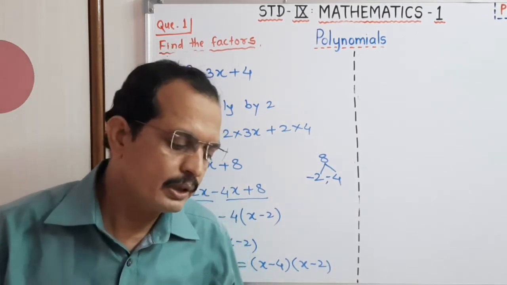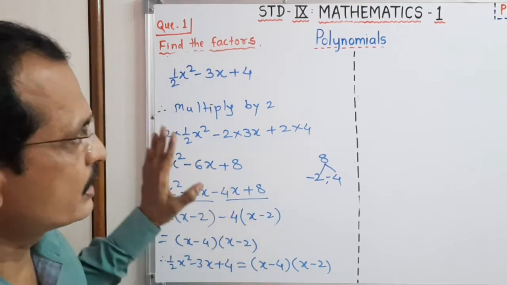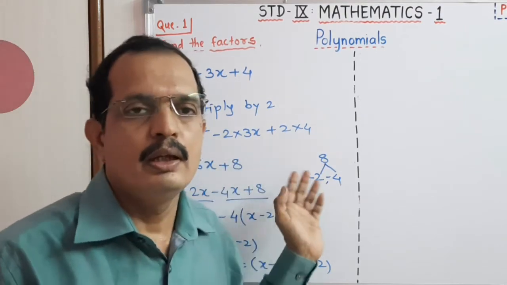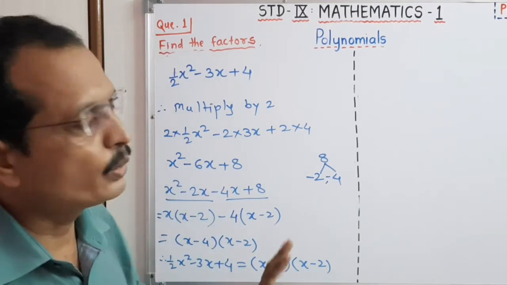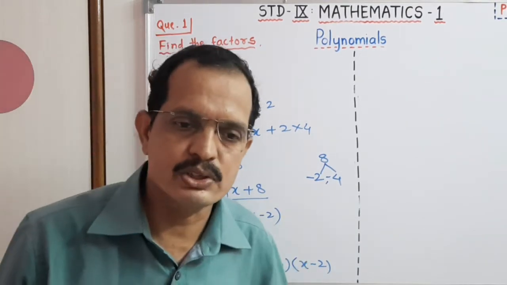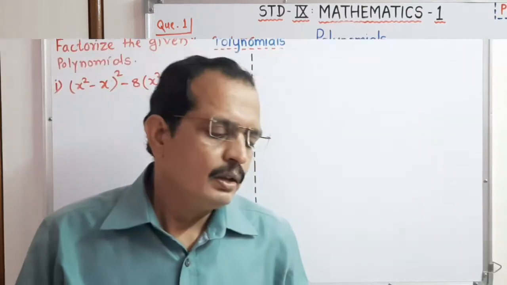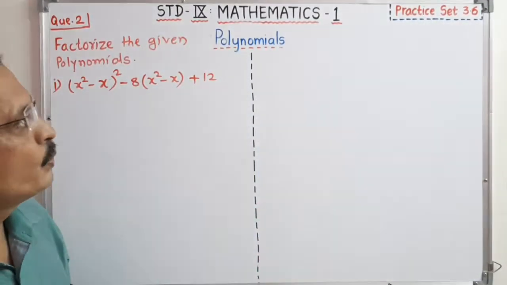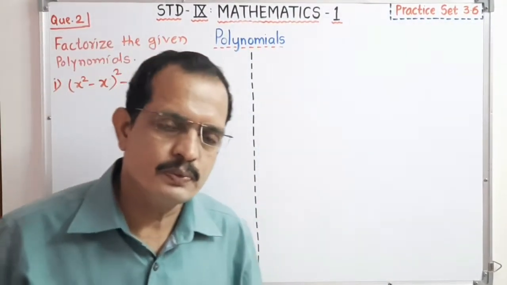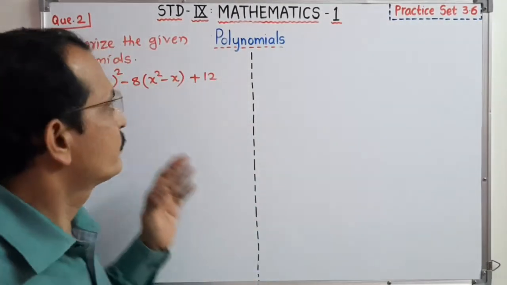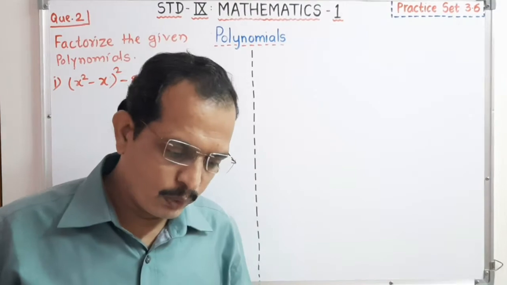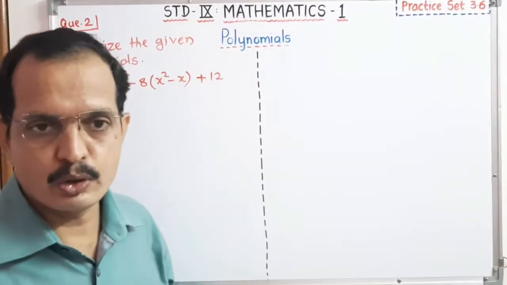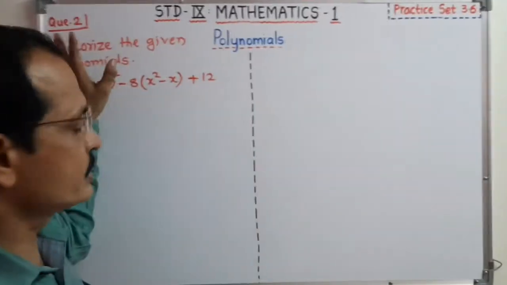Here we completed the first question, which is the quadratic polynomial, and we have to factorize the quadratic polynomial. Now we have to start with the second question. Dear student, just now we completed question number one, which is to factorize the given quadratic polynomial. Now we have to factorize the given polynomial. This is the second question.